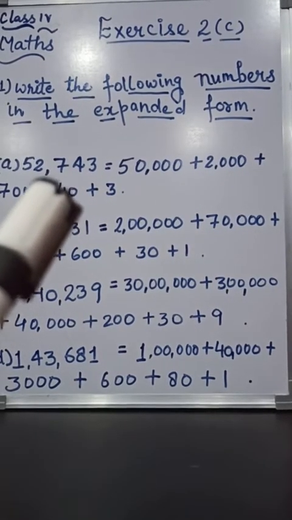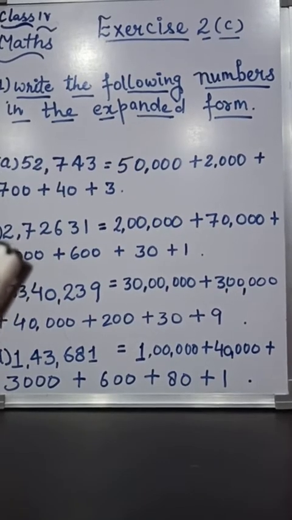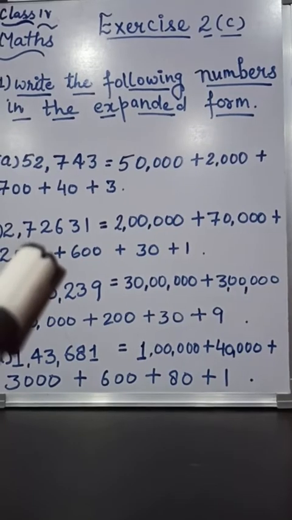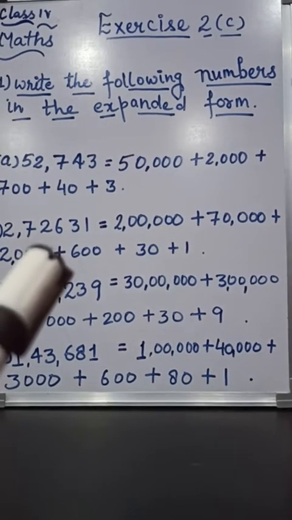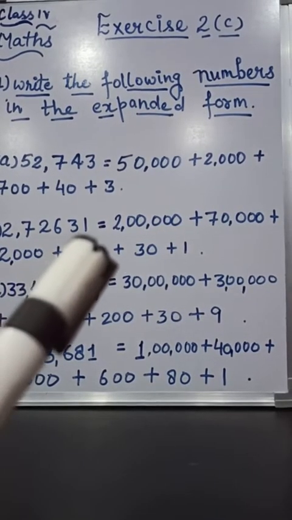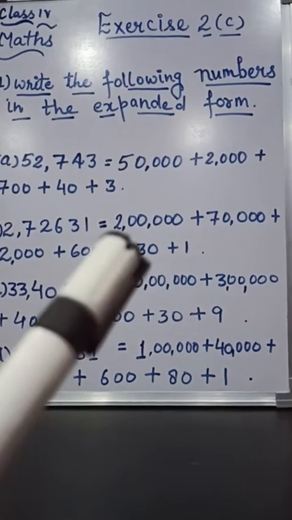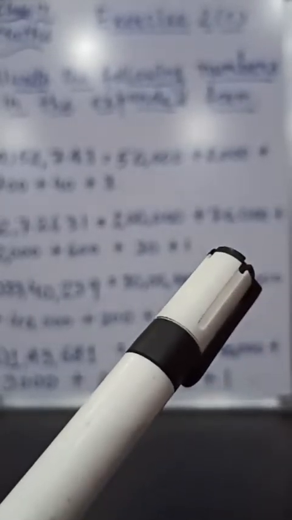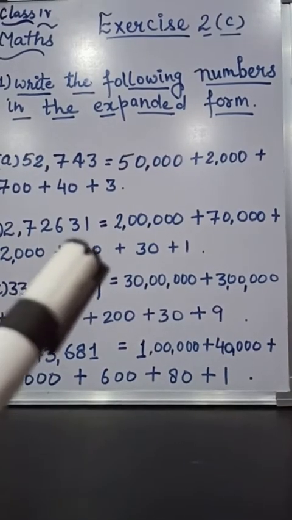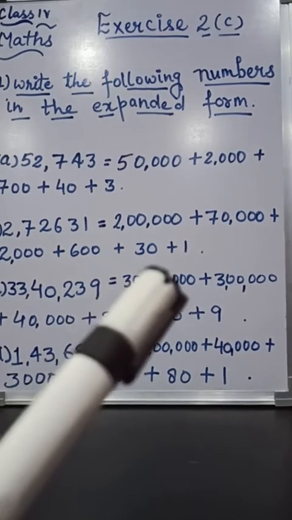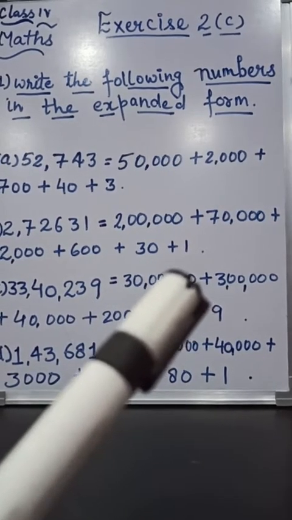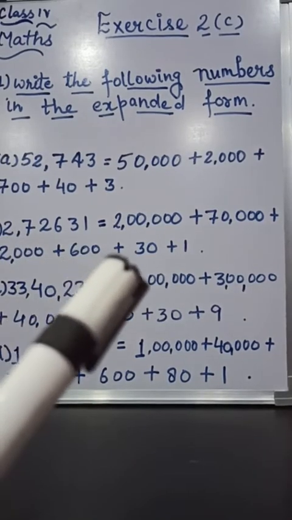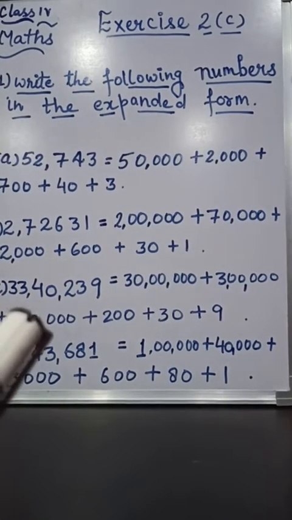Clear? All of you, open page number 13. Take out your pencil and start doing. Okay. Now question B. 2,72,631. So what will be the expanded form? 2 lakh plus 70,000 plus 2,000 plus 600 plus 30 plus 1. Clear? This is the expanded form of 2,72,631. Now question C.